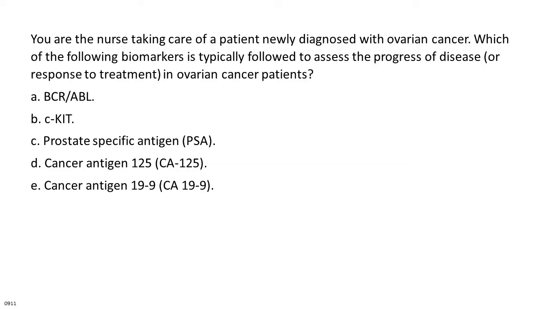You are the nurse taking care of a patient newly diagnosed with ovarian cancer. Which of the following biomarkers is typically followed to assess the progress of disease, or response to treatment, in ovarian cancer patients? A. BCR-ABL. B. c-Kit. C. Prostate-specific antigen, PSA. D. Cancer antigen 125, CA125. E. Cancer antigen 199, CA199.